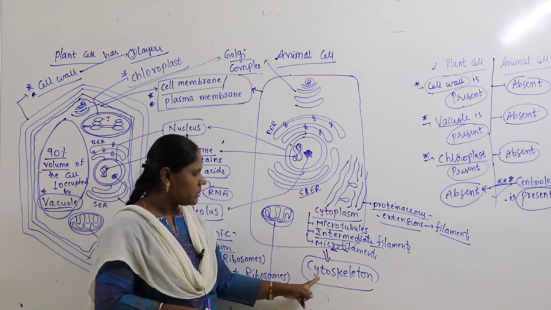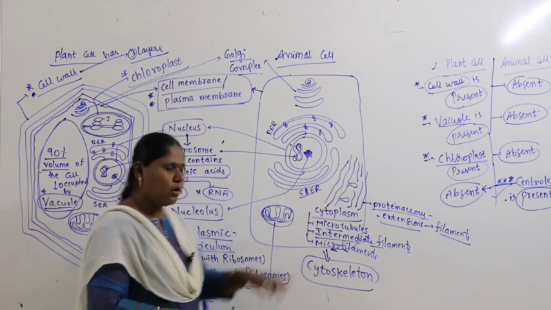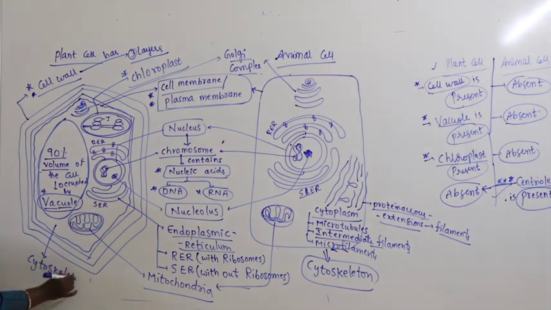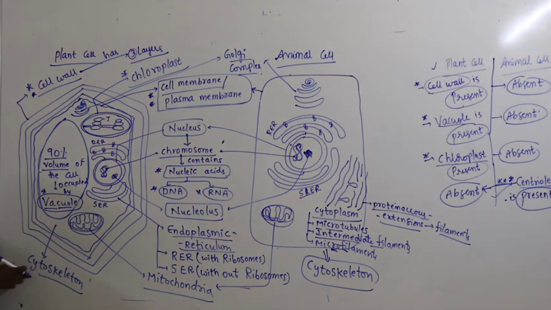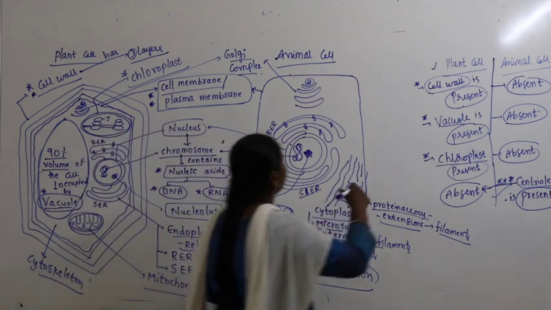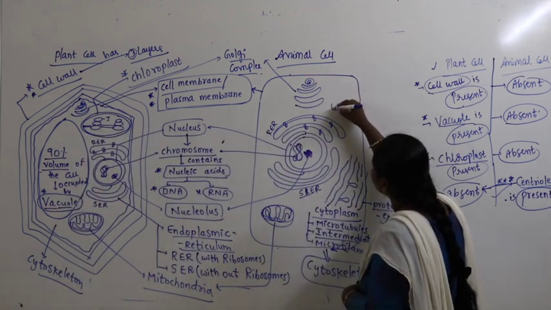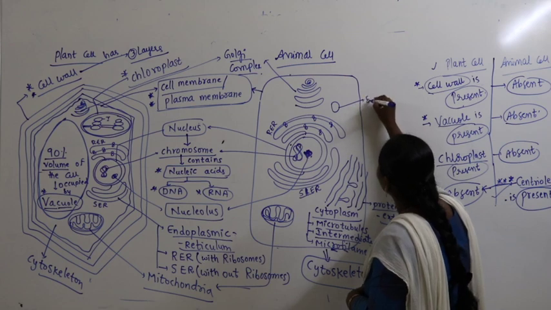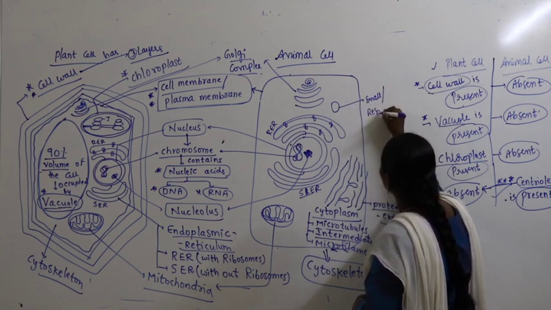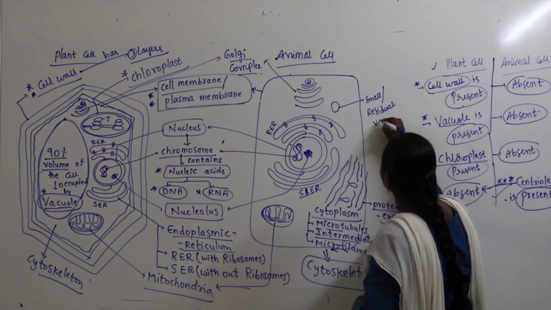That means cytoskeleton is present in animal cell and also present in plant cell. So here also you find cytoskeleton. Cytoplasm with proteinaceous extensions is called cytoskeleton, present in both plant cell as well as animal cell. Now coming to animal cells, you can also find small vacuoles, but not the bigger vacuoles. Small vacuoles are called residual vacuoles.